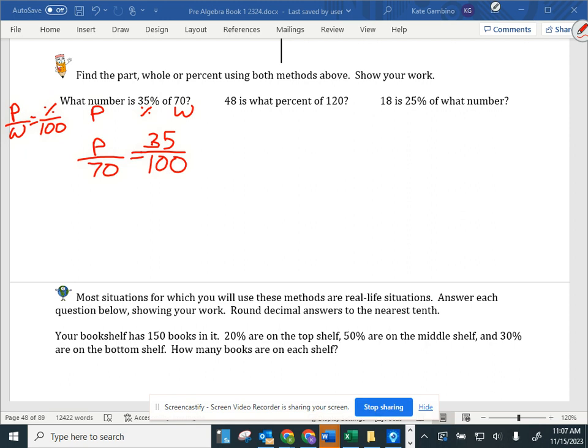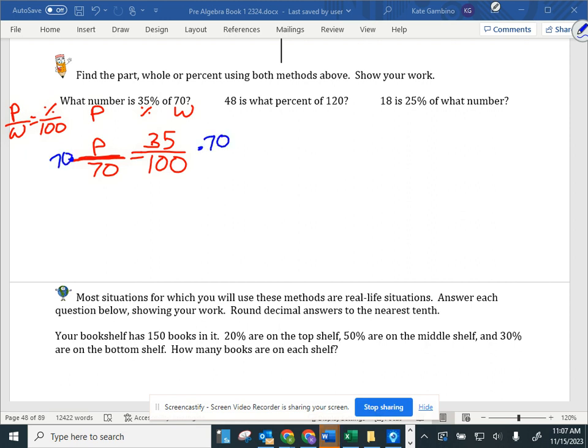Part over 70. What math am I doing here? I'm dividing. So what do I have to do to get that part by itself? Damien? 70 divided by 35. Or no, 0.35 times 70. So I have dividing here, so I'm going to want to multiply by 70.